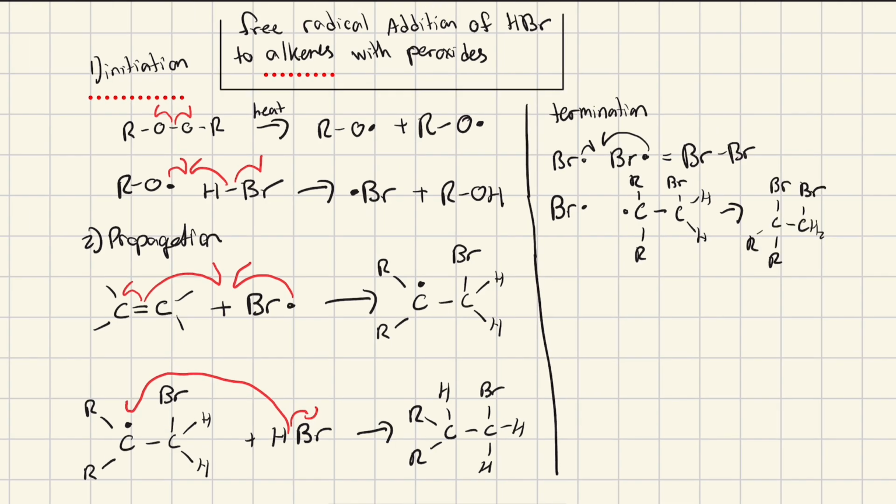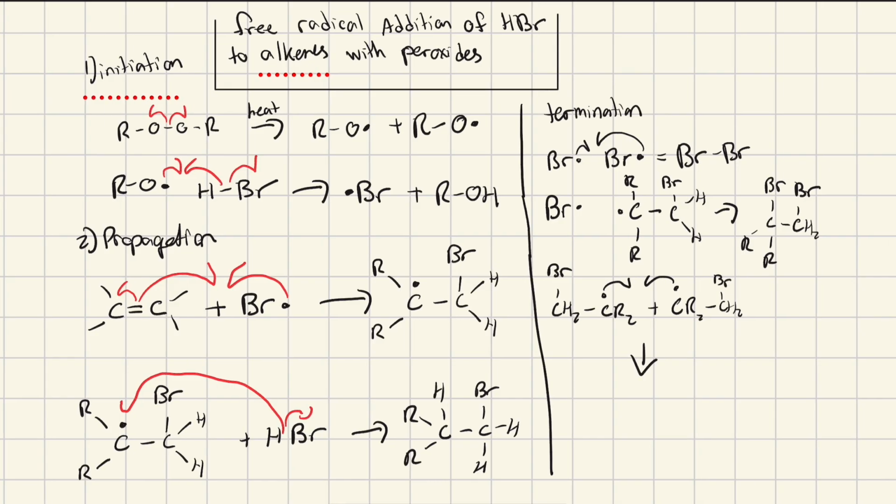And lastly, we can have our carbon chains come together. So we'll have our CH2 with the Br. Here's the second one. And then these free radicals come together, and I'll just put it down here. We'll get our CH2 with the Br, and then our C with our two R groups, forming this new bond with the exact same thing.